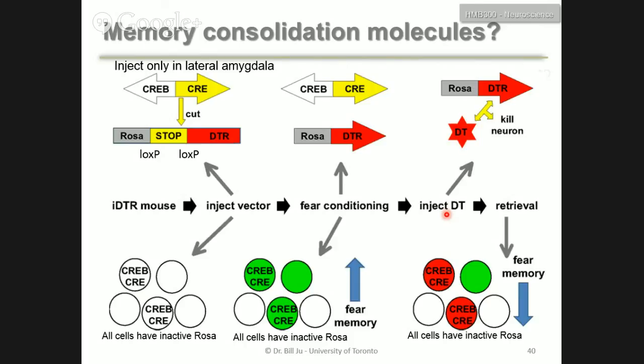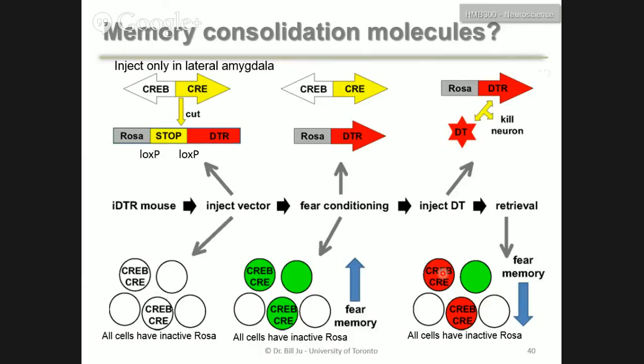And so what I can do is go in now and inject diphtheria toxin, and when diphtheria toxin goes in, have I expressed diphtheria toxin everywhere in this mouse? Aren't you injecting diphtheria toxin? I'm injecting it systemically. It's going around. Where is the receptor being expressed? Only where there's CREB and Cre, and only in the lateral amygdala.